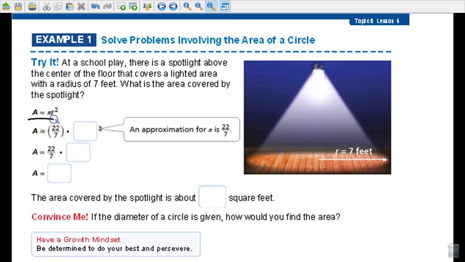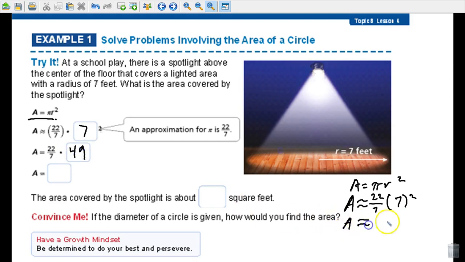So first things first, they put the formula. So we get A equals pi r squared. They do 22 over 7, so let's just do that also. So 22 over 7 times the radius is 7 feet. So that's what goes in here. So 7 squared. What is 7 squared? That is 7 times 7, and we should all know that is 49. So A is approximately 22 over 7 times 49.